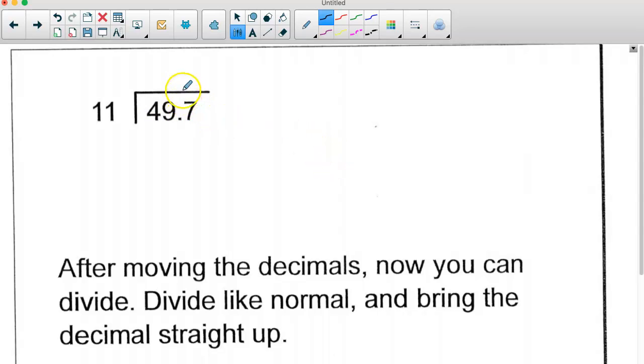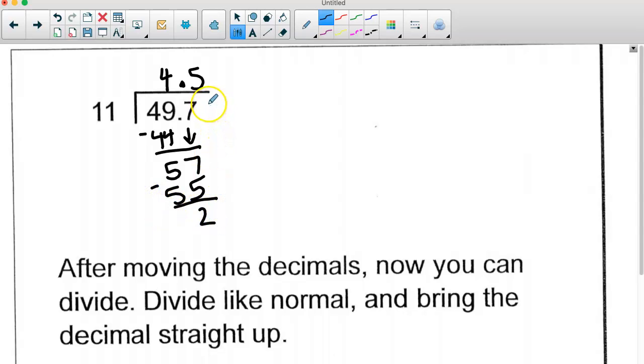So the first thing we're going to do is bring the decimal up, raise it to the roof. 11 can go into 49 4 times. 4 times 11 is 44. Subtract. I get 5. I bring down my 7 and bring it back around. Divide. 57 divided by 11 is 5. 5 times 11 is 55. When I subtract, I get 2.